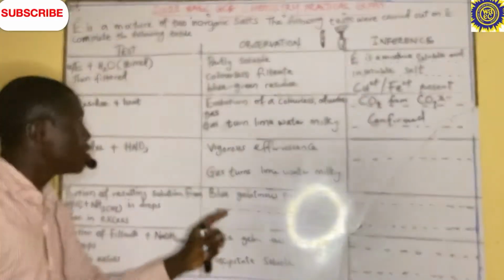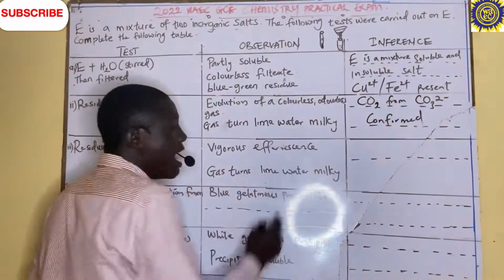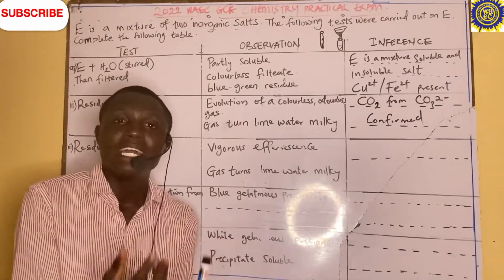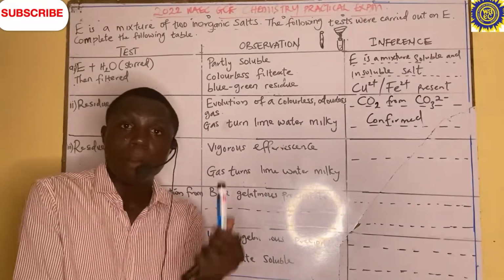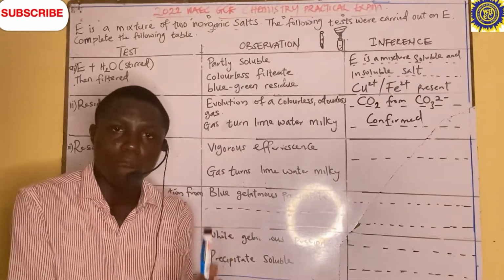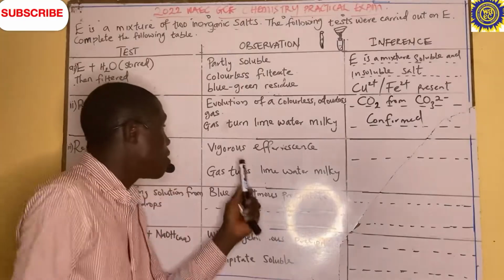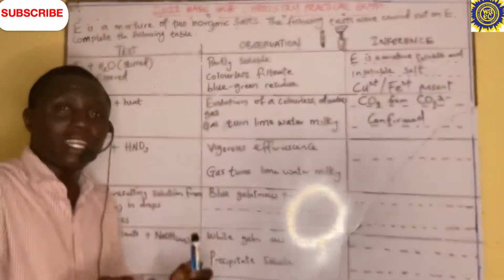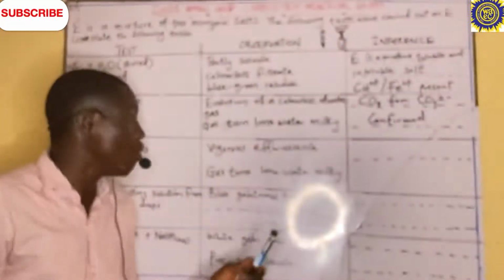Residue plus HNO3, we can see vigorous effervescence. Effervescence is when you add acid to a particular solution and there's a kind of bubble coming out, something like it's forming foam. That's what we call vigorous effervescence.